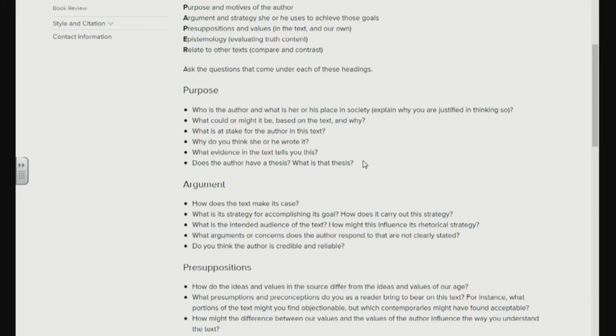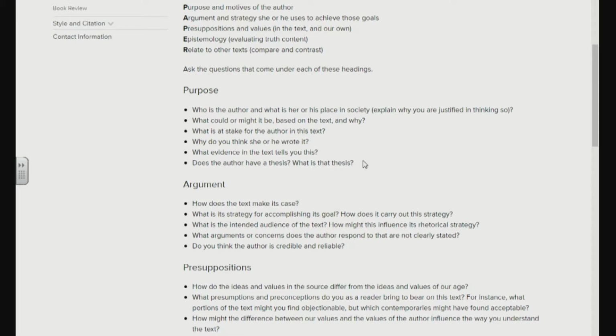What comes from the text, not their name, don't look them up on Wikipedia, all of that kind of stuff. You can do that as well, but your answers to these questions should really be justifiable by what you find in the text. And then, does the author have a thesis?